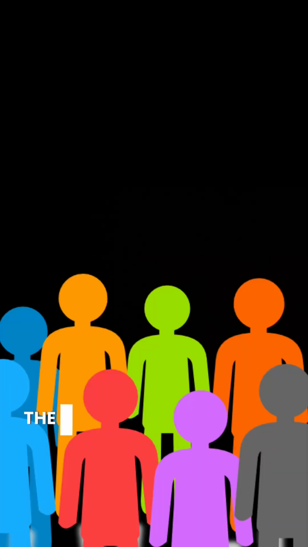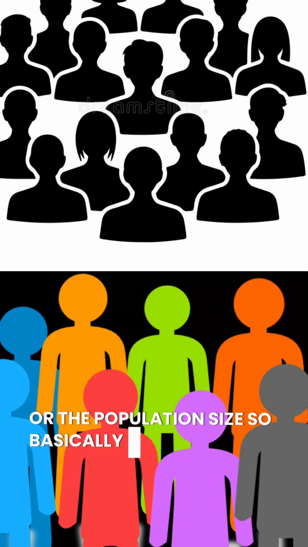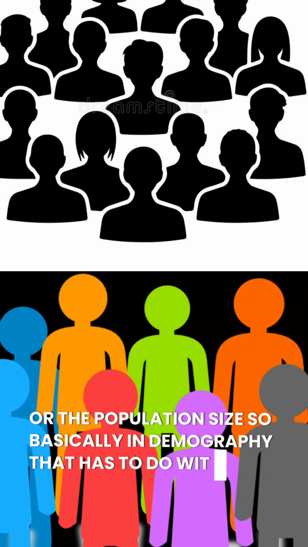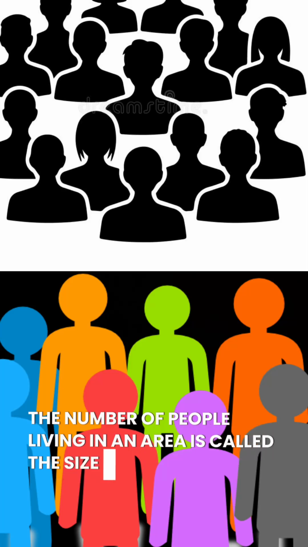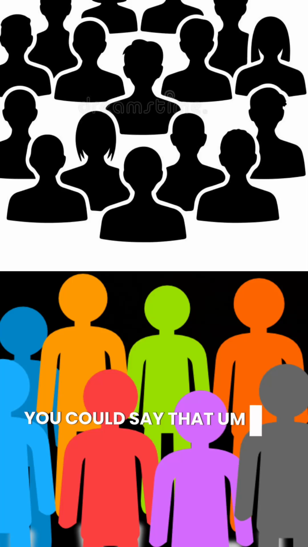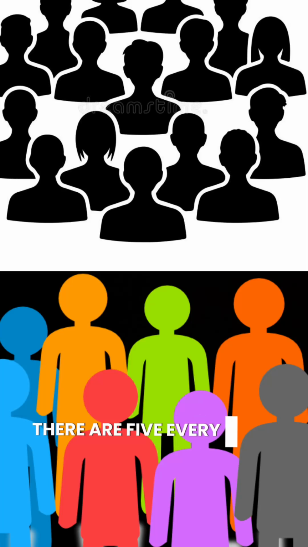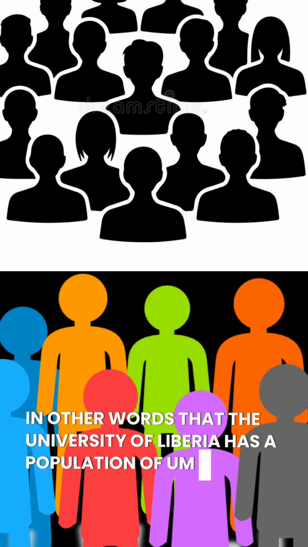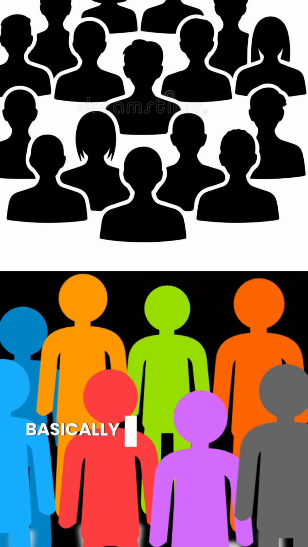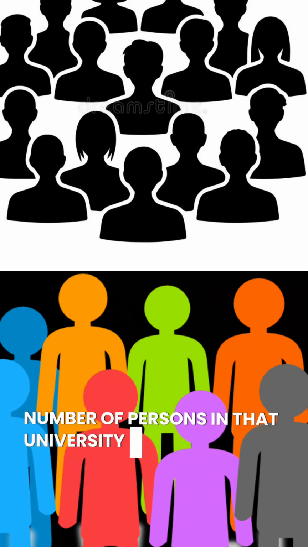Now, on the population, there's this word we talked about the last time called the size of the population, or the population size. Basically, in demography, that has to do with the number of people that are living in an area. The number of people living in an area is called the size of the population. So, for example, you could say that the size of the population of my house is 5. That means you have 5 persons living in your house. Everybody will understand that. Or you could say that the University of Liberia has a population of 25,000 students, basically on a graduate level. That will tell you that that's the number of persons in that university. So that's how it works.